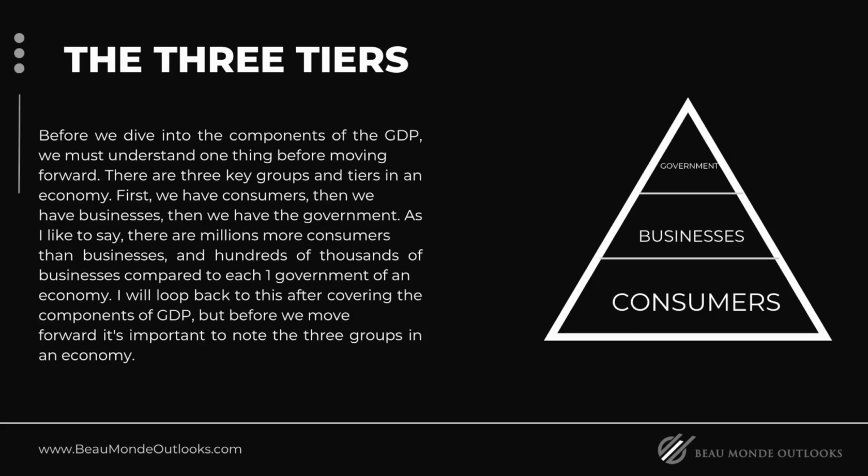Now, before we dive deeper into the components of GDP, I want to discuss one thing with you guys and girls, and that is the 3 tiers. There are 3 key groups and tiers in an economy: first we have consumers, then businesses, and then governments. As I like to say, there are millions of consumers, way more than businesses, and hundreds of thousands of businesses compared to each one government of an economy. I will loop back to this after covering the components of GDP, but before we move on it is important to note that there are 3 groups in an economy: consumers, businesses, and a government.